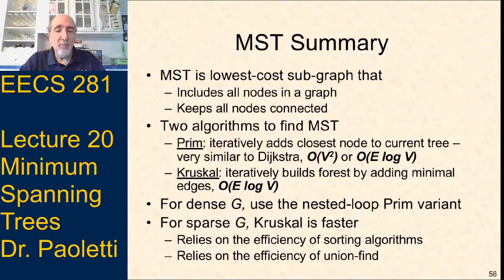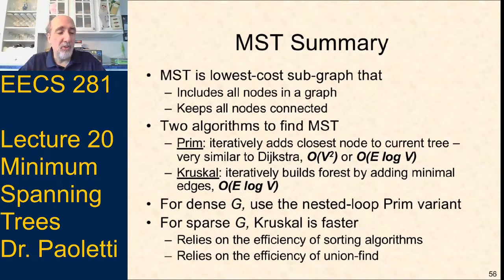Okay, so summary here. The MST is the lowest cost subgraph that includes all the nodes in the graph. It has to keep them connected, and it's got to be a minimum cost. If we start with a connected graph, we've got to keep it connected. We've got 2 algorithms, Prim's and Kruskal's. For Prim's, we are going to iteratively add the closest node to the current tree. We add an outie to the list of innies.